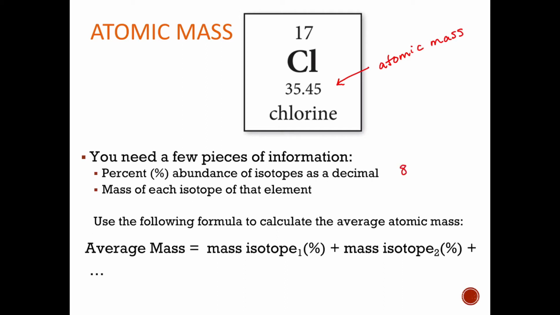Typically, they'll tell you them as a percent, maybe 89%. So you're going to use this as 0.89 in your calculations. And then you're going to need the mass of each isotope of that element. The way that you're going to calculate it is average mass, which is what you're trying to solve for, equals the mass times the percent as a decimal, and then the mass times the percent for as many isotopes as you have.